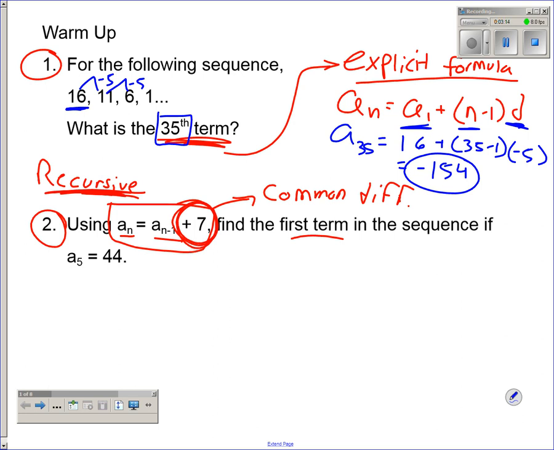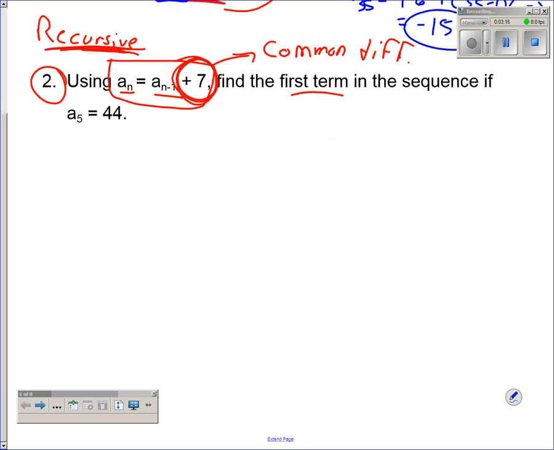All right, number 2, it says, using a sub n equals a sub n minus 1 plus 7, find the first term in the sequence if the 5th term is 44. So again, this formula right here is recursive. All it's good for is telling me that common difference. Now, if we're ever trying to find any term, even the first term, any nth term, I think the explicit formula is your best bet. So remember the explicit formula was a sub n equals a sub 1 plus n minus 1 times our common difference.